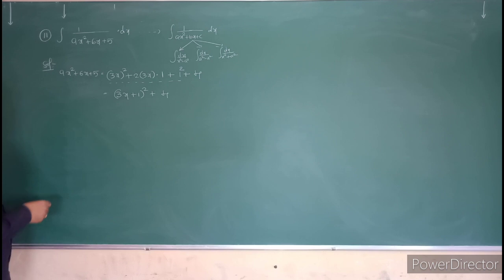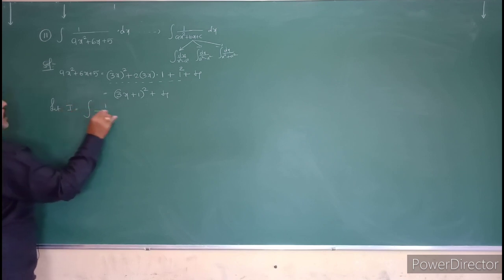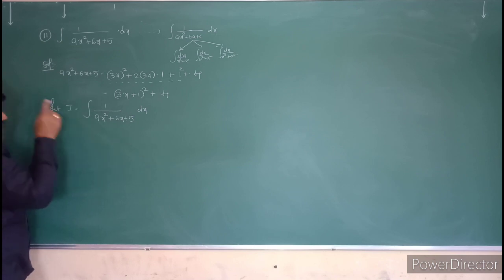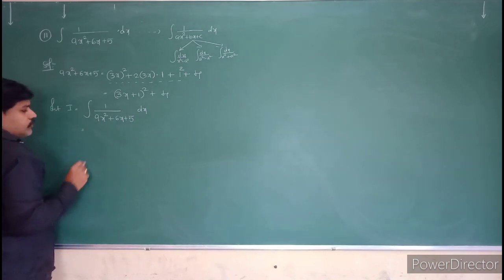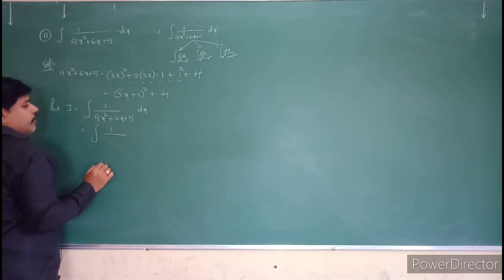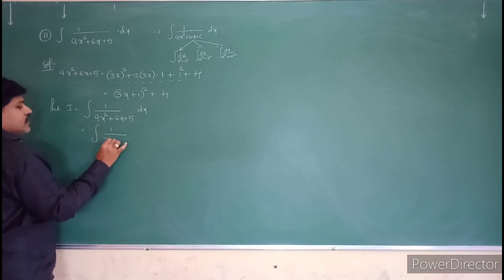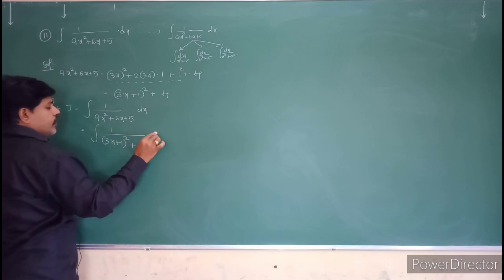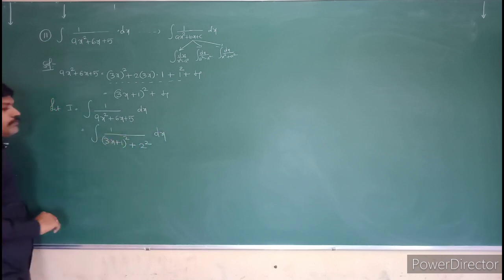So I will take the problem here. Let I be equal to integral 1 by 9x square plus 6x plus 5 into dx. That is equal to integral 1 by 3x plus 1 whole square plus 4, and 4 can be written as 2 square, into dx.